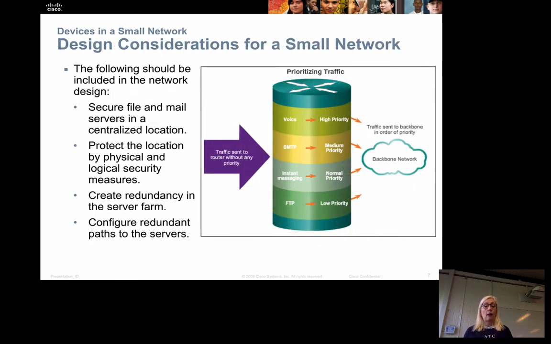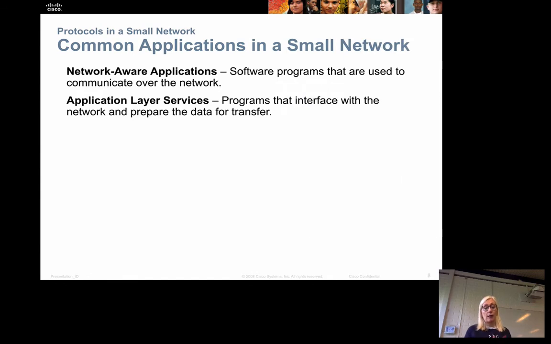Then we need to look at the protocols and the type of services and the type of applications that we want to communicate over the network, to get an overview of all the different types of traffic that we have on our network and how we want them to be prioritized, or if we don't want them to be prioritized. We need to look at the network-aware applications, or the application layer services. These are all programs and services and applications that need a well-functioning network somehow.